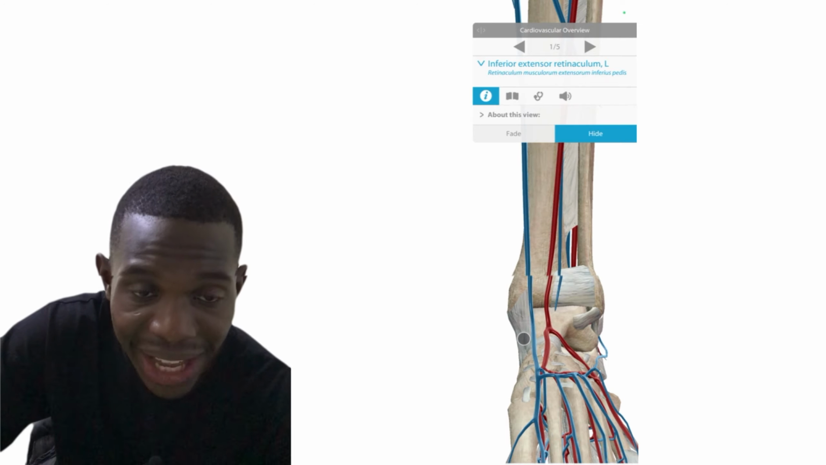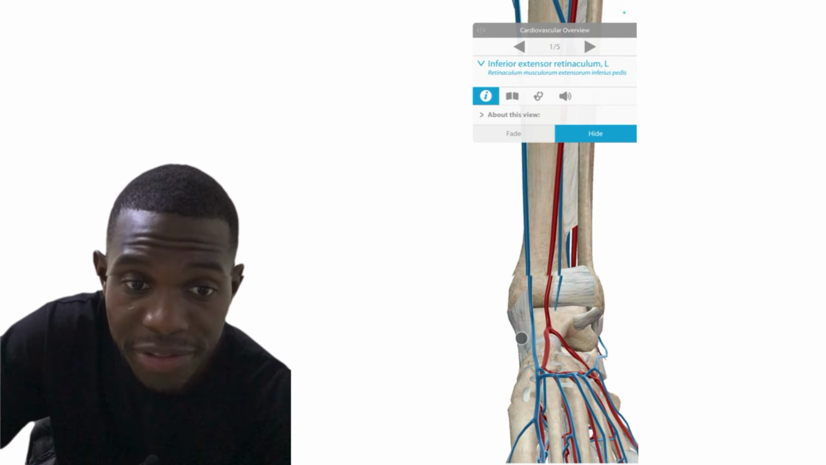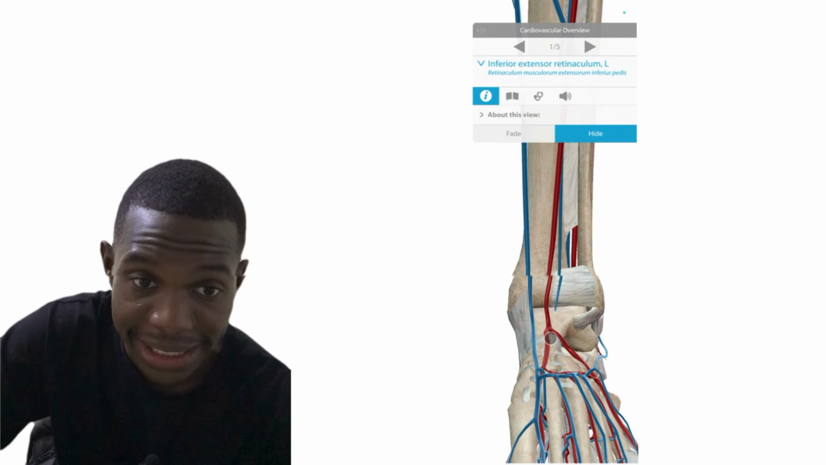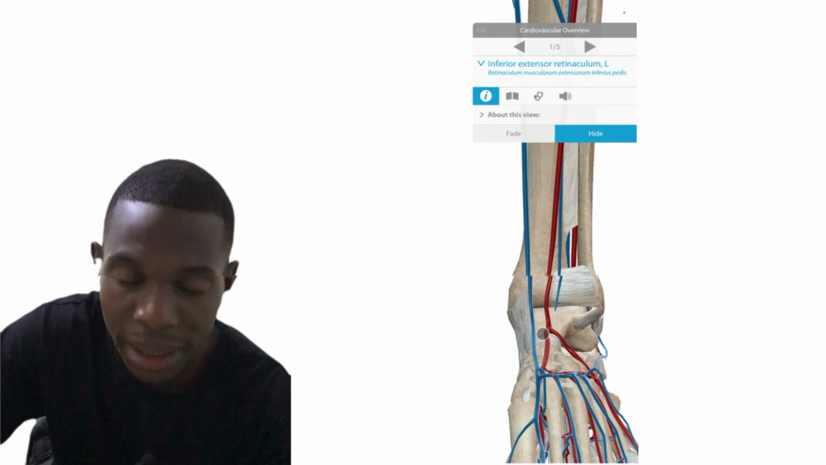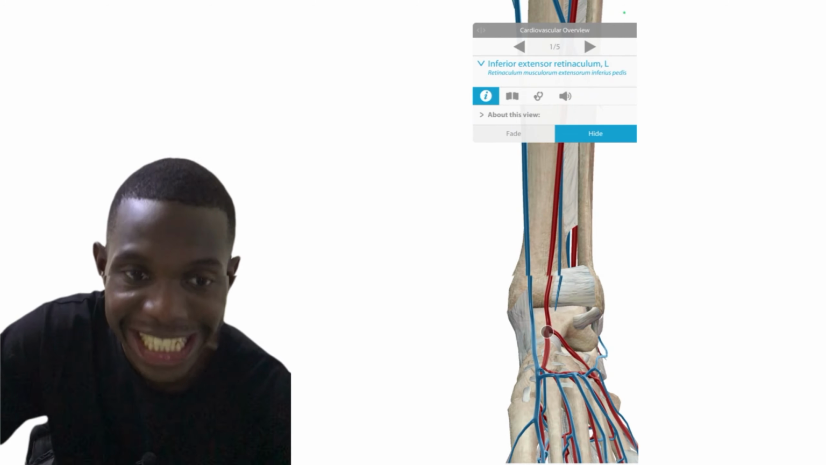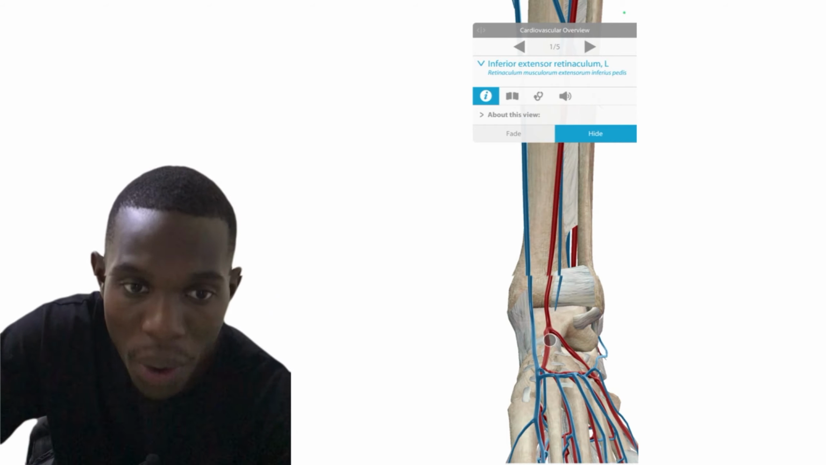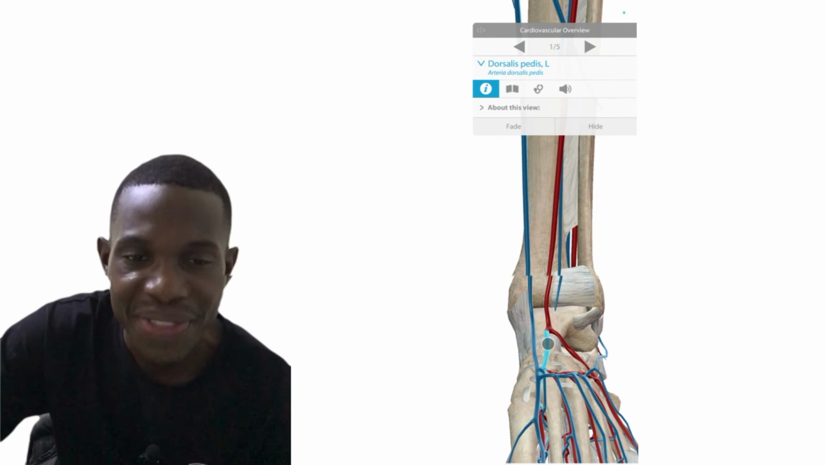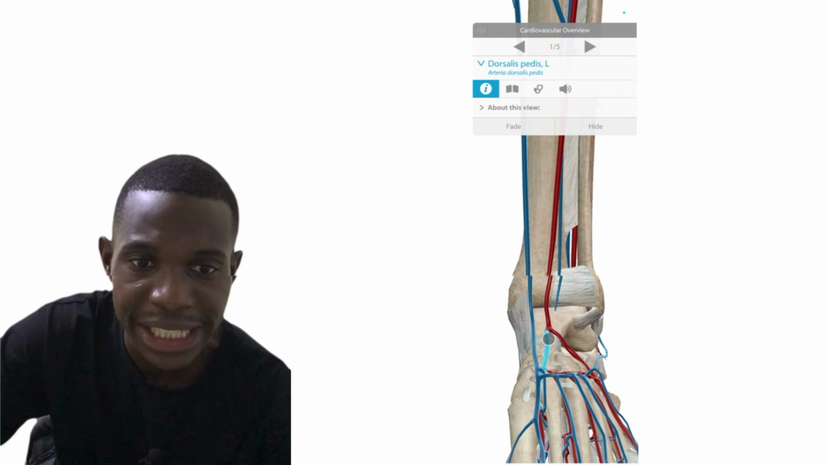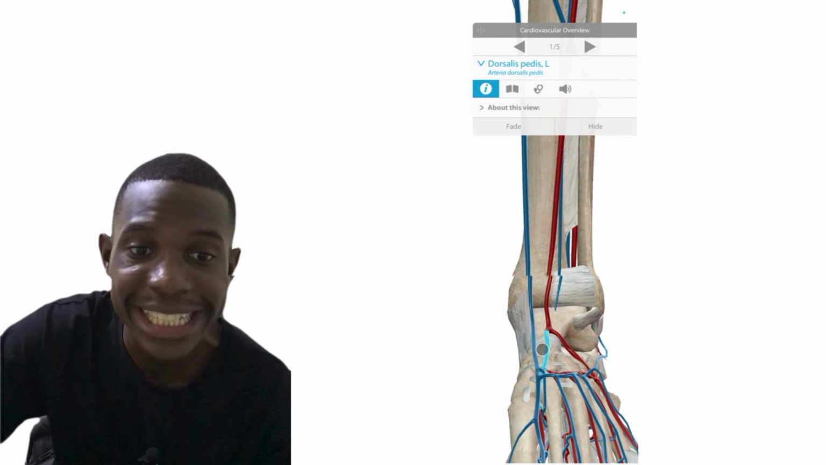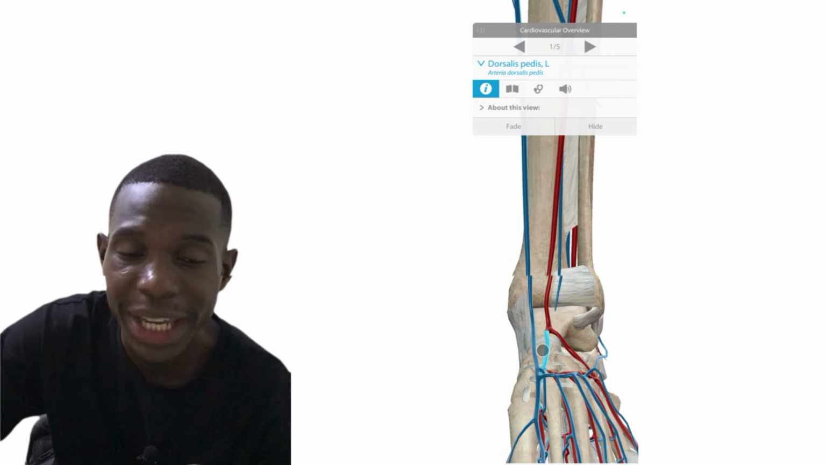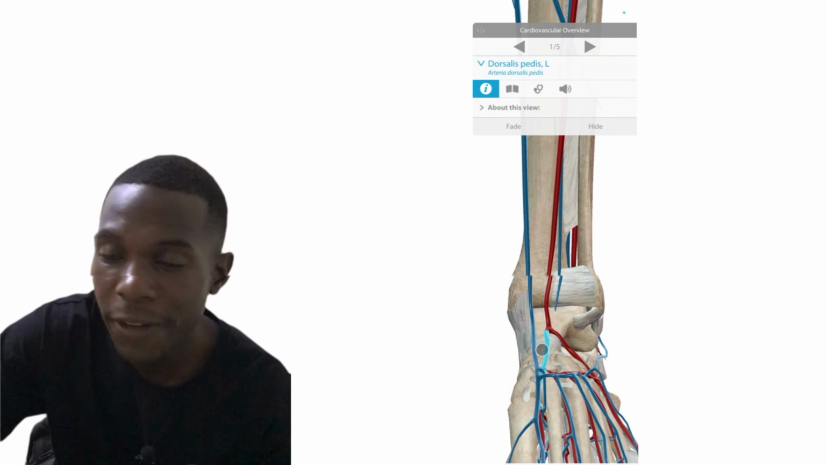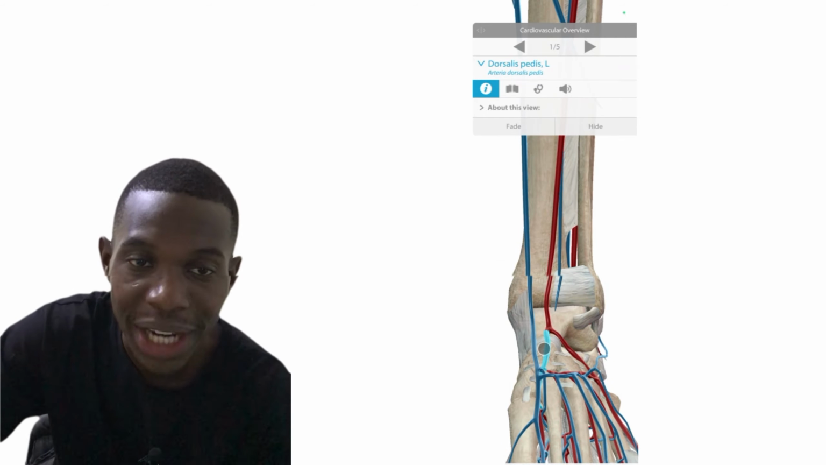At the level of the malleoli, the medial and the lateral malleoli, it is going to change its name to become the dorsalis pedis artery. This is your dorsalis pedis artery. The dorsalis pedis artery is very important because at this portion we can palpate or feel the pulsation of the artery.